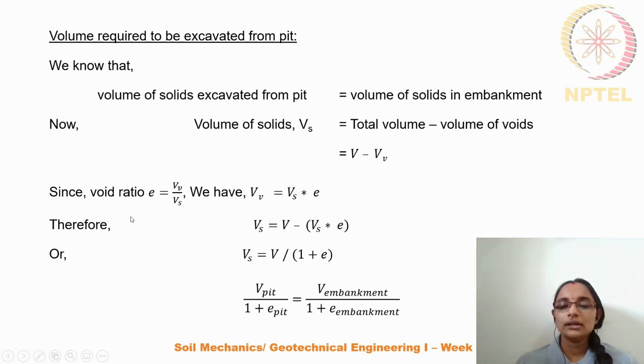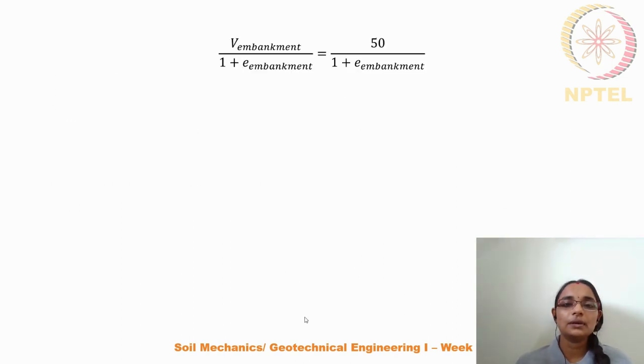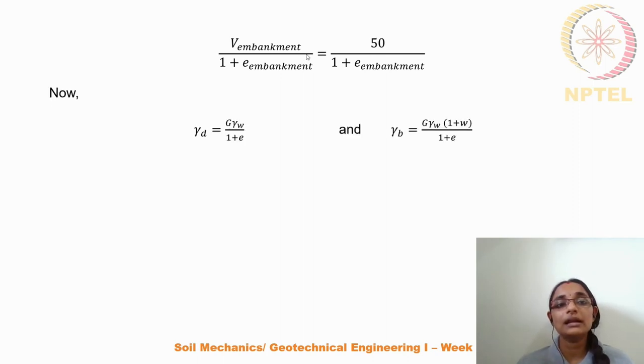Now, in this equation, we already know V embankment is equal to 50 meter cube. Now we need to determine the void ratio of embankment and void ratio of pit. But we are given the dry unit weight of the embankment and bulk unit weight of the pit, right? So, if we analyze these two equations, we will see that all the parameters except void ratio are given in the problem.